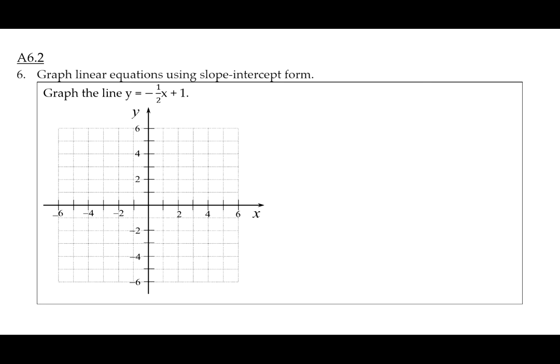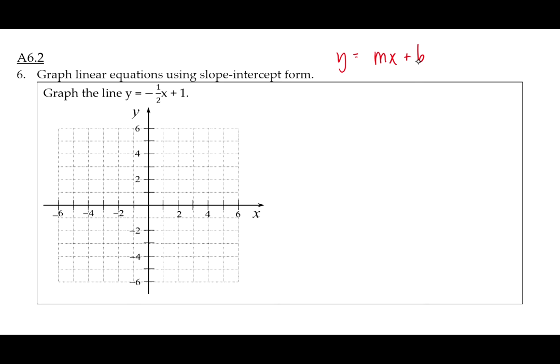Learning Objective 6 from section A6.2 is to graph linear equations using slope-intercept form. Slope-intercept form looks like this. y = mx + b, where m is the slope and b is the y-intercept. If the equation of a line is written in this form, then it's very simple and straightforward to graph it.